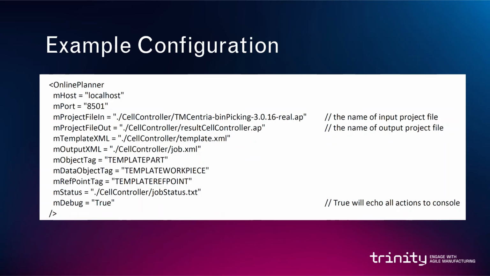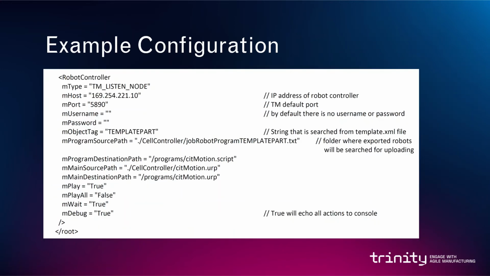And here we have the example configuration for the online planner, which is running on the same computer in this case as the image processing system. We have the template project file where we'll be updating the workpiece coordinates, and then we'll have the project file out specified also, in which we will write the new workflows as well. Then we have the configuration for the robot controller, in which we have the Omron Techman listen node, and also the robot's IP address and the robot port.